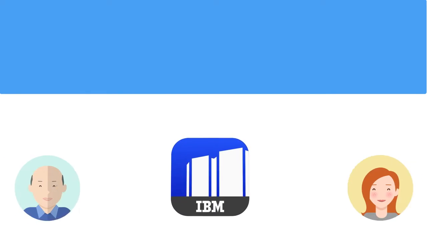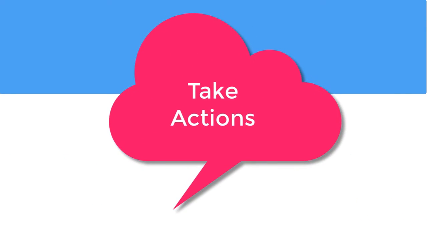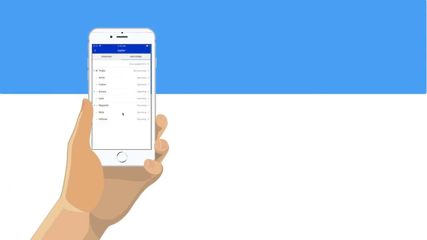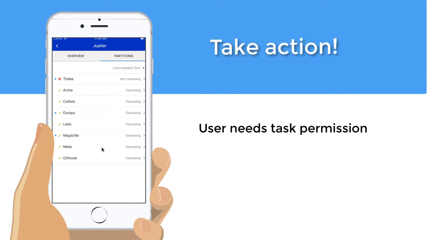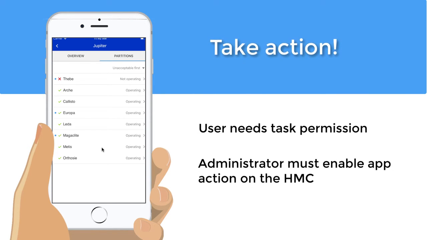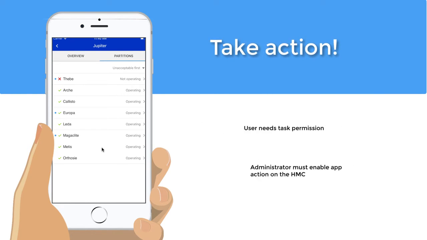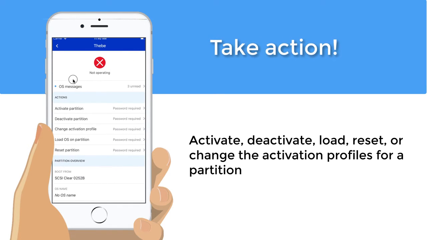Let's go to Actions. As per the user's request, we made it possible to perform key actions in the app. But in order to do that, first, you must have permission to perform that action on the HMC. And second, your HMC administrator must enable actions for a mobile app. Once we have action enabled, let's see an example. Go into this partition and try to activate it.